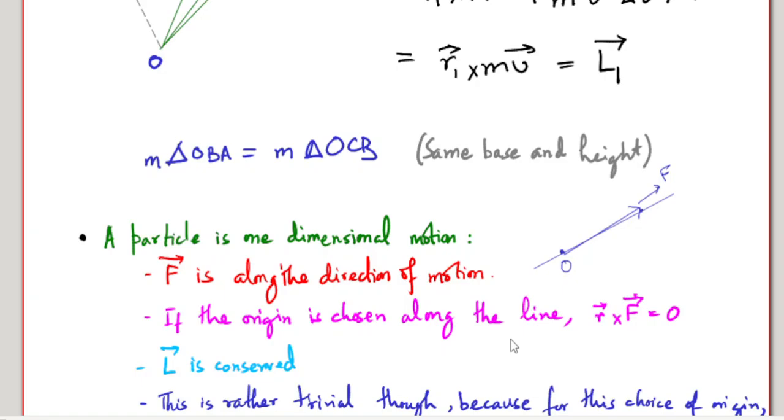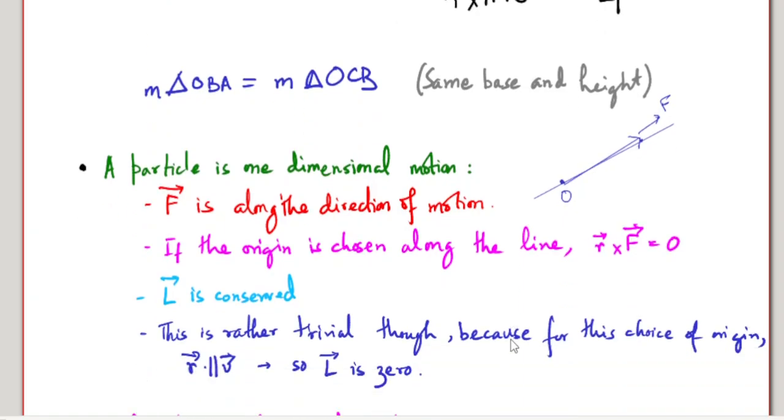While this result is correct, this is rather trivial, because for this motion, as long as you put your origin on the line, R is along the line, the velocity has to be along the line, so R cross V is zero trivially, because R and V have to be parallel vectors here. So angular momentum in this case is simply zero throughout. So the fact that it is conserved is definitely true, but something which is zero throughout being conserved is really not that interesting.